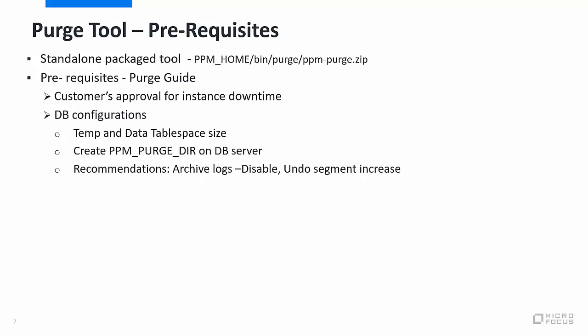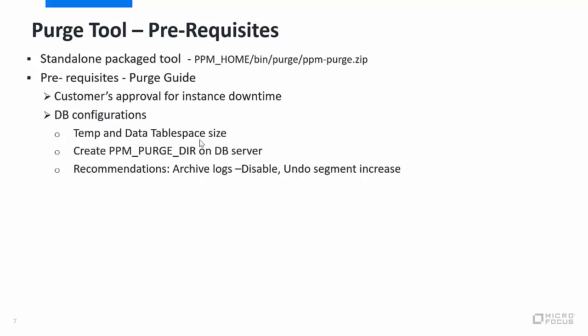Since the purge process is a very database intensive process, you need to have some database configurations done. For example, increase the temp and data table space size. It's usually at least 2.5 times the actual size of the PPM schema. So for example, if the PPM schema is around 100 GB, you would like to have the temporary and data table space size increased to 250 GB just before the purge process, when you are planning to do the purge process, and once the purge is complete, you can actually go back and reduce the size to the default values.